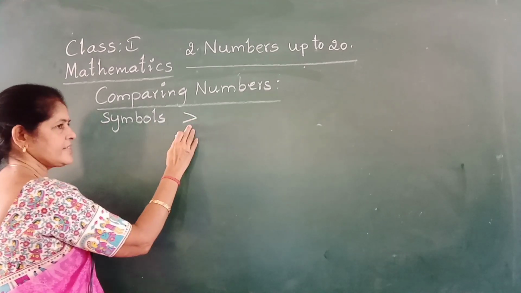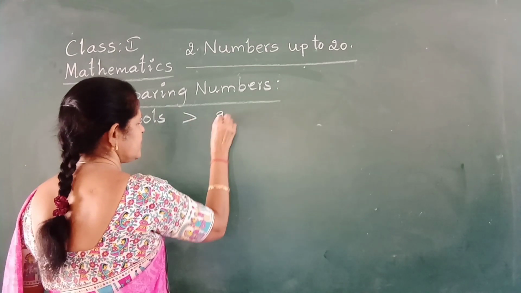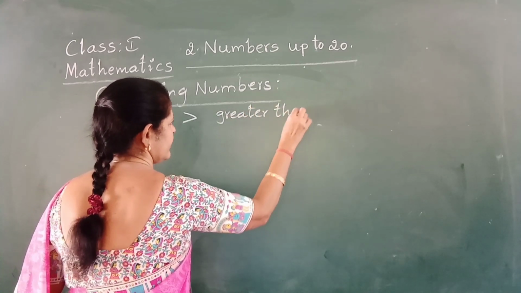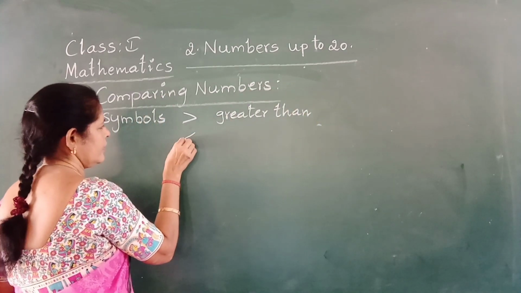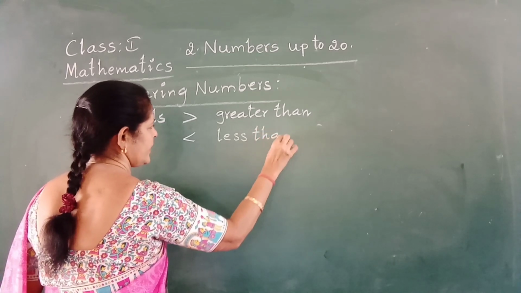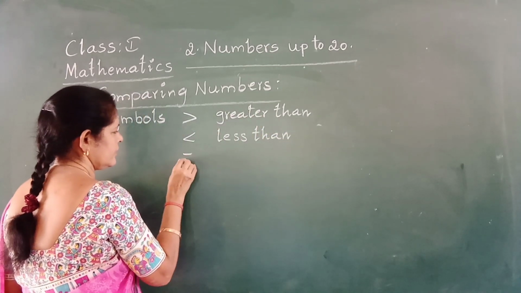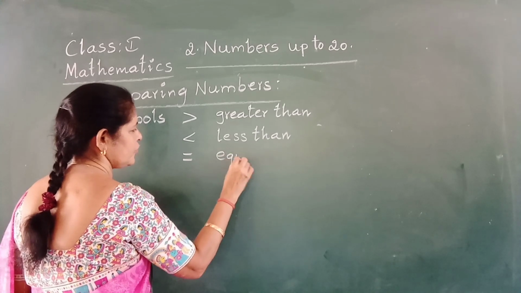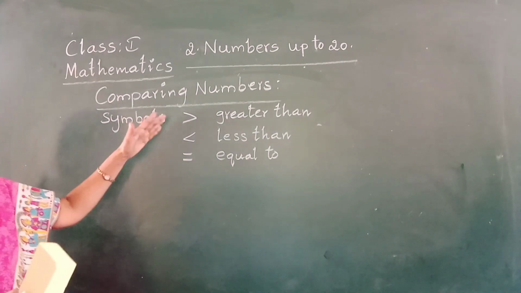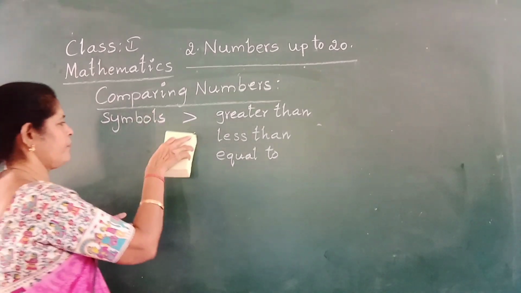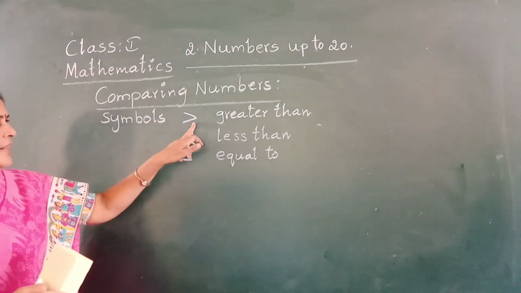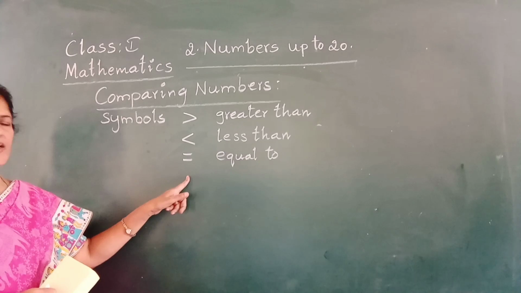Greater than. G-R-E-A-T-E-R, greater than. Less than. L-E-S-S T-H-A-N, less than. Equal to. E-Q-U-A-L T-O, equal to. These symbols we are going to keep in between the given numbers. Okay? Greater than, less than, equal to.